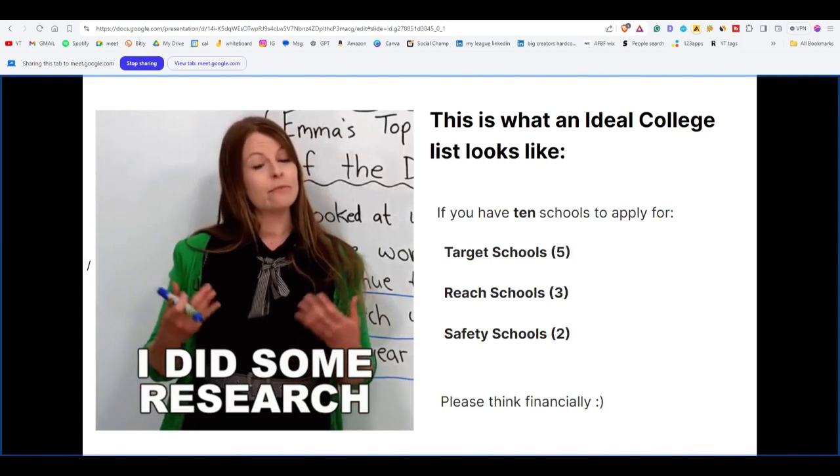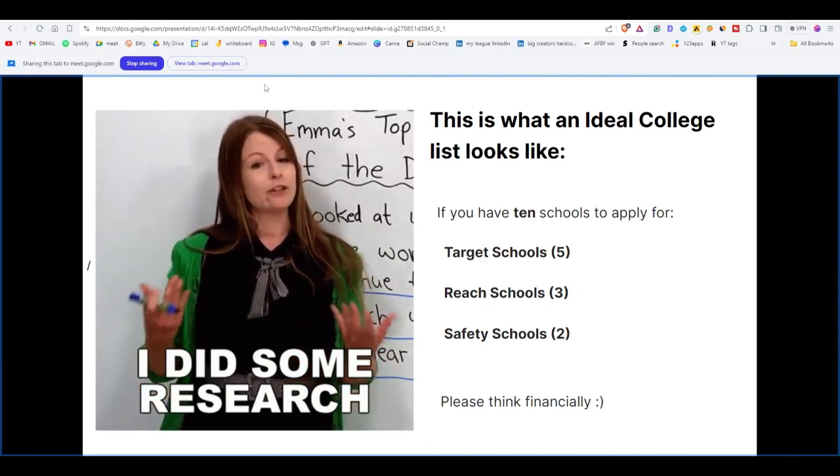So if you have 10 schools, 5 of them should be target schools. This is a particular ratio that everyone follows: 5:3. Safety schools should also stay on the list, because if you don't get into the others, you'll get into these. It's a safety net, yeah.